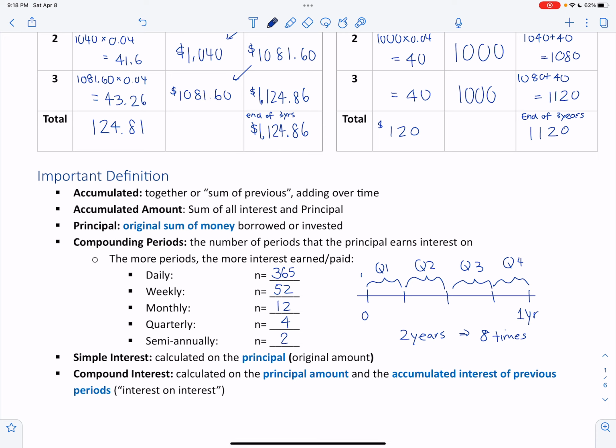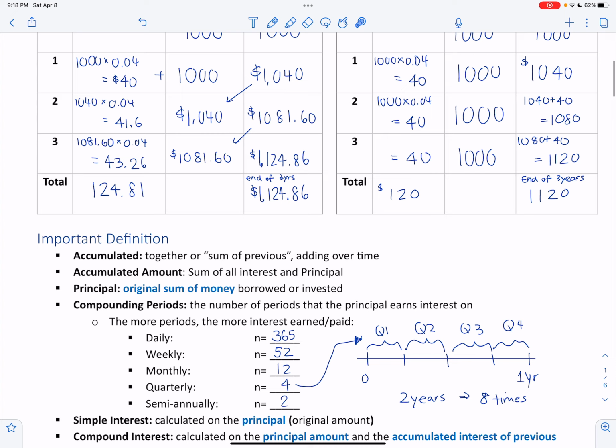Okay, so that's what we do with the quarterly. Just an example here. Another important thing I want to stress here: principal. Another word for principal is the original sum of money either borrowed or invested. This is the money that you put in or you borrowed. Accumulated amount is the sum of all the interest that you earned plus the principal.